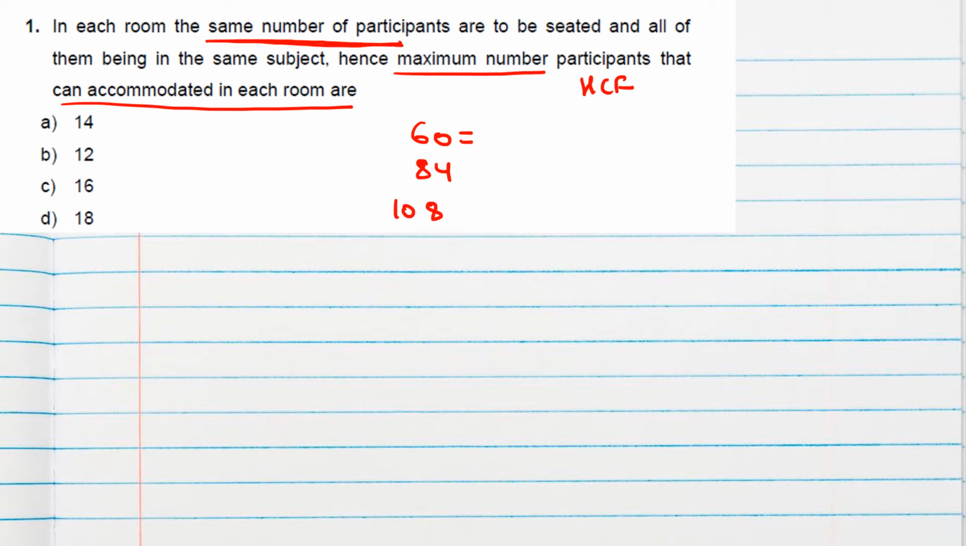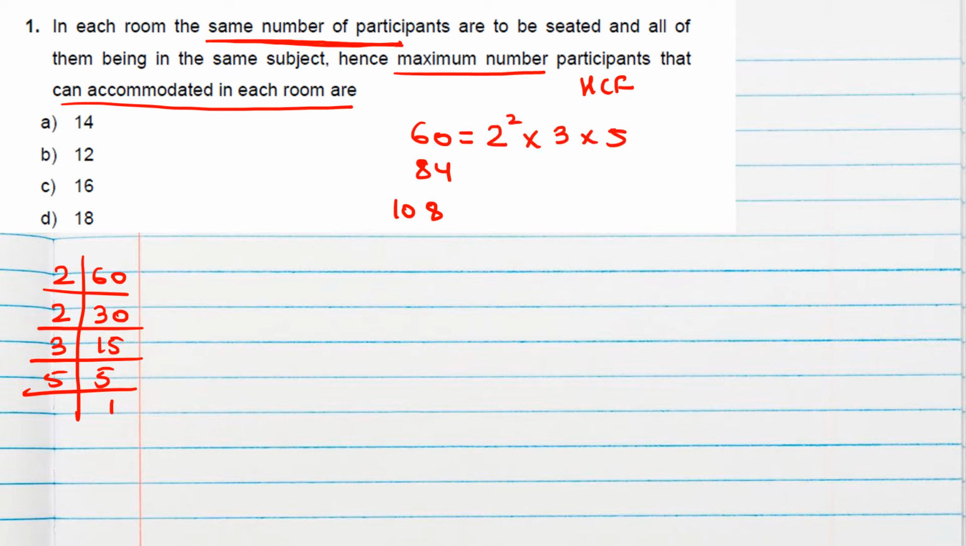So we will find the prime factors of 60. You can take help of the prime factorization method. If we start from 2, we get 30. Again with 2, we get 15. Then 3 5s are 15, 5 1s are 5. So we can write it in terms of powers of prime factors: 2 square into 3 into 5.